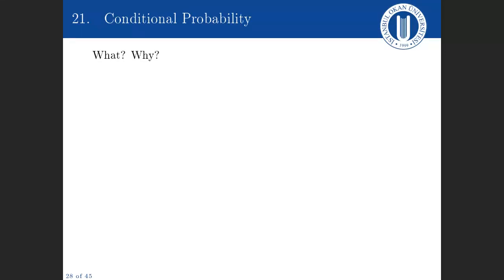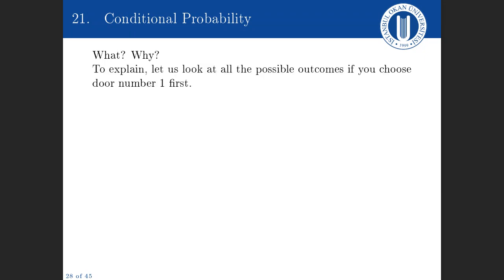Why is that wrong? Let me explain. To understand this, let's look at all of the possible outcomes if you choose door number 1 first. All the doors are equal, so it doesn't really matter which door you choose. The probabilities are going to be the same. So let's just suppose that, first of all, you choose door number 1.